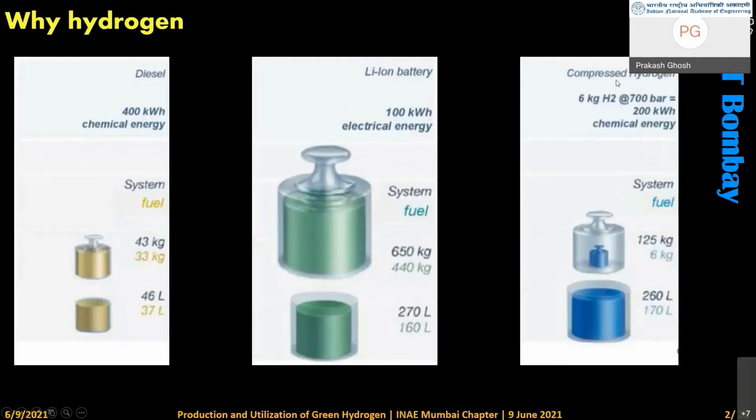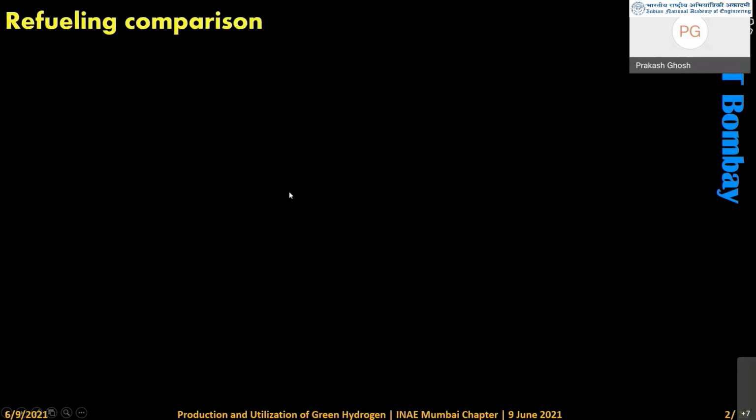Hydrogen actually can be placed in between these two. If you take a state of the art, let's say 6 kg hydrogen, and you are storing at 700 bar, then probably you will require around 125 kg of the total system weight. Out of that, 6 kg will be the hydrogen weight. So this is in between. I will show in the next slide how far you can go with this amount of hydrogen.